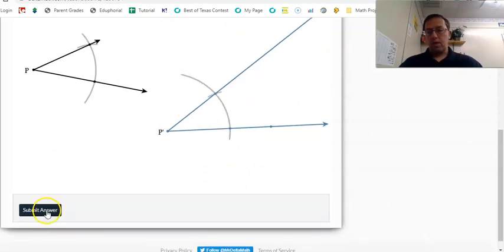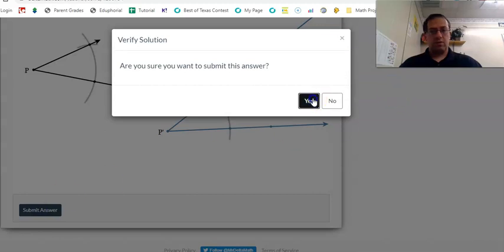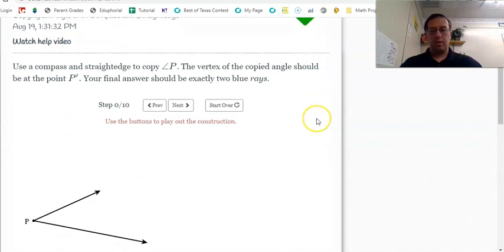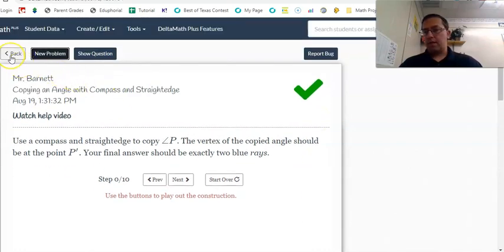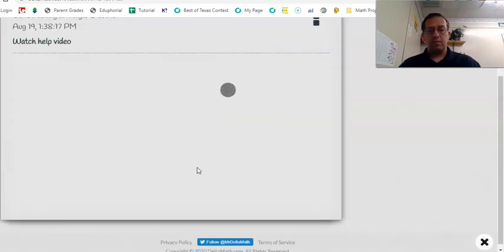Okay? And let's submit our answer to make sure we are correct. Are we sure? Yes, we're sure. And we get a lovely little check mark. All right? So, that's how we do that. Now that we have made congruent angles, we are going to construct an angle bisector.